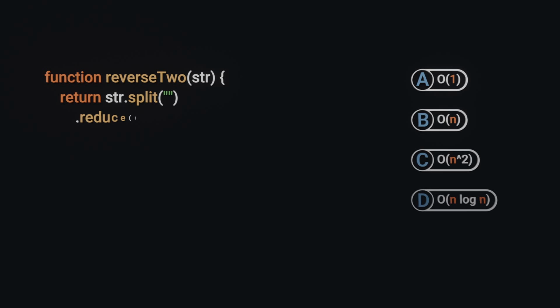What is the time complexity for this function? This function is identical to the last solution, because we're still performing string building or string concatenation within a loop. It may not look like a loop because of the reduce function, but it's the exact same thing, and it has the same time complexity of O of n squared.